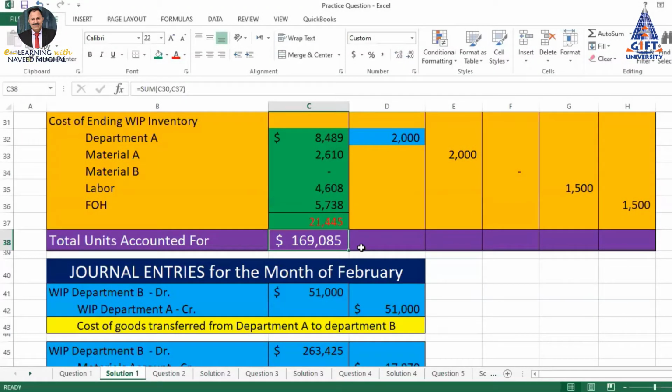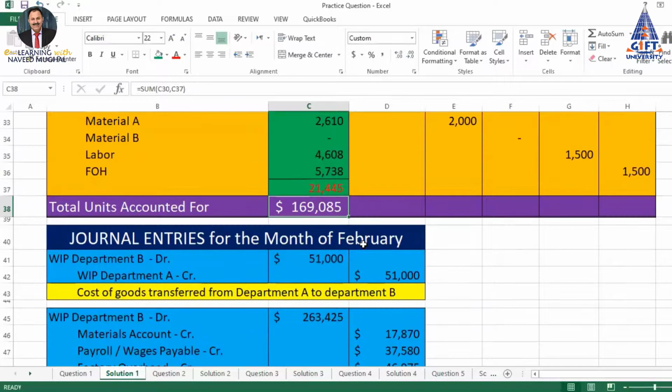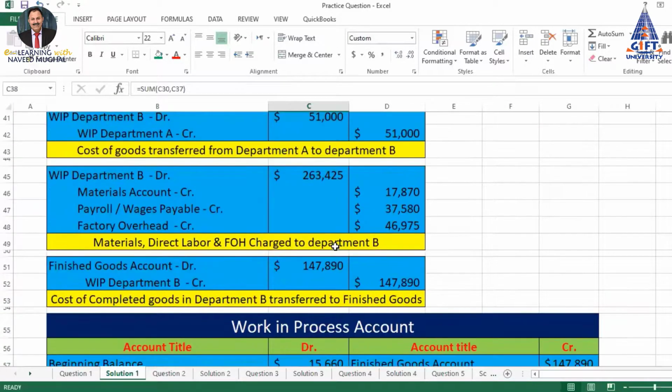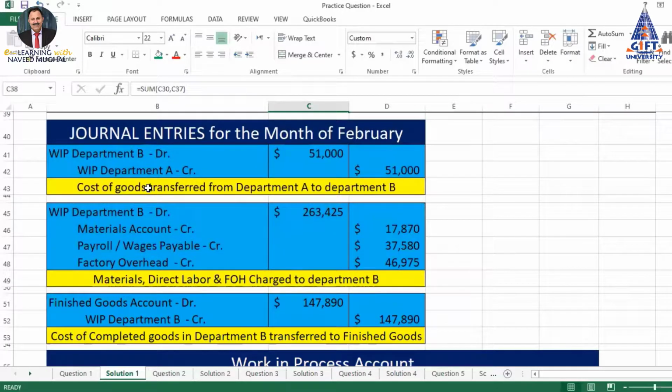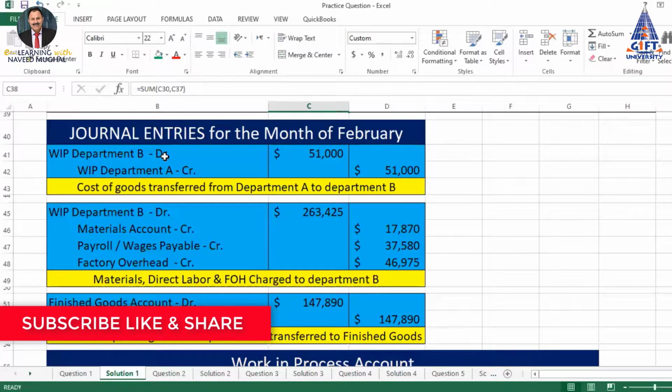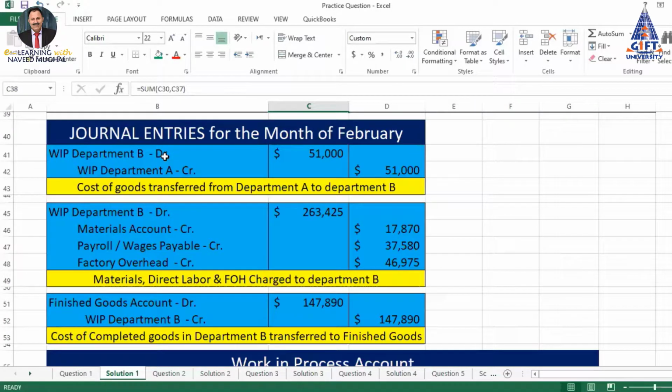The next is how journal entries for all these calculations would be made. Journal entries of these costs: we have 4 main journal entries in department 2. In the second department, first of all, we have a journal entry of transferred in cost. We received cost from the previous department in this department.